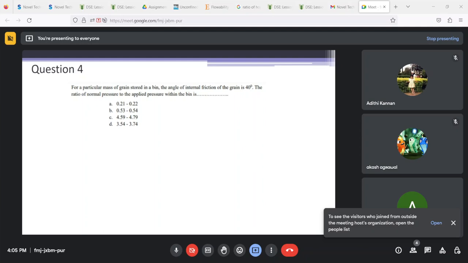So the angle of internal friction here of the grain is 40 degrees. Generally we consider that greater the angle, more is the flowability of the material. The ratio of normal pressure to the applied pressure within the bin. Any clue how to solve this question? What is the relation between the ratio of normal pressure and the applied pressure? That is the same K that we dealt with in the previous question. The relationship between K and internal friction is what is asked in the question.